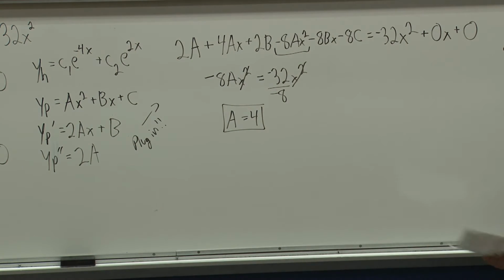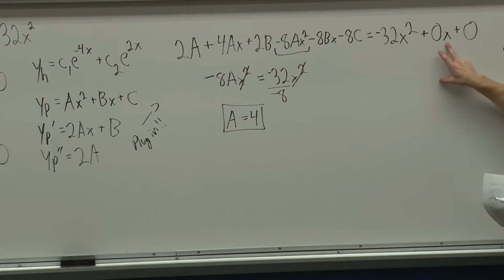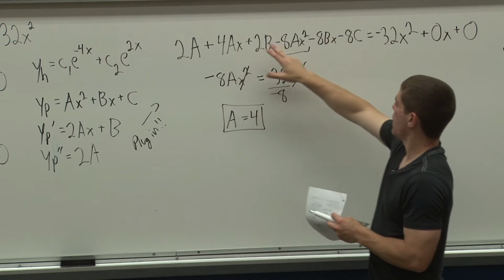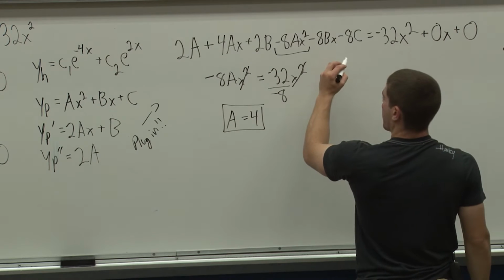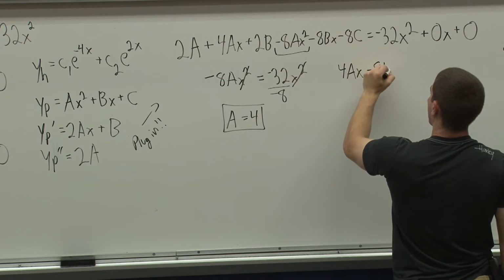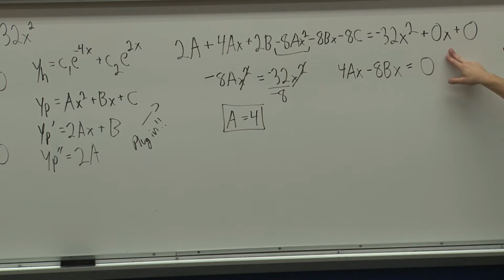OK, so that's how you do it. You do the exact same thing for both b and c as the next step. So for b, it's everything that has an x with the coefficient of just a single x, x to the 1. On the left side, that is 4ax and negative 8bx. So I'll do that right here. So you have 4ax minus 8bx equals 0, because 0 is the coefficient of the x to the 1 on the right side.